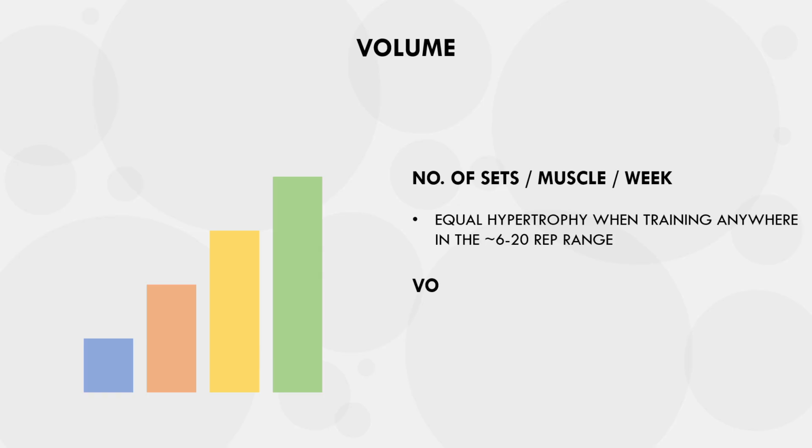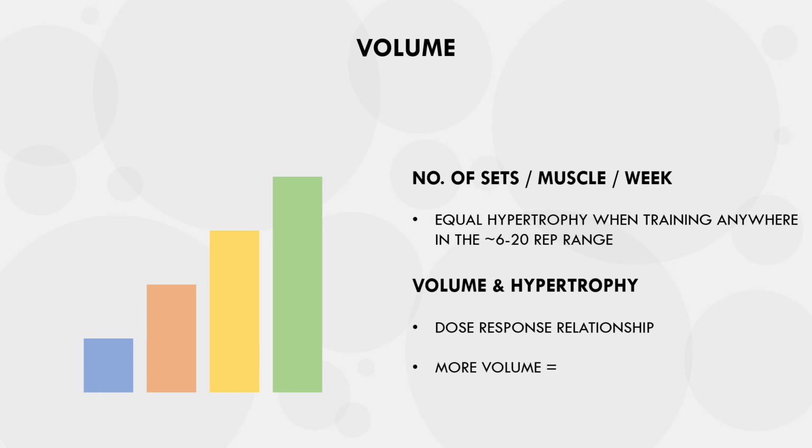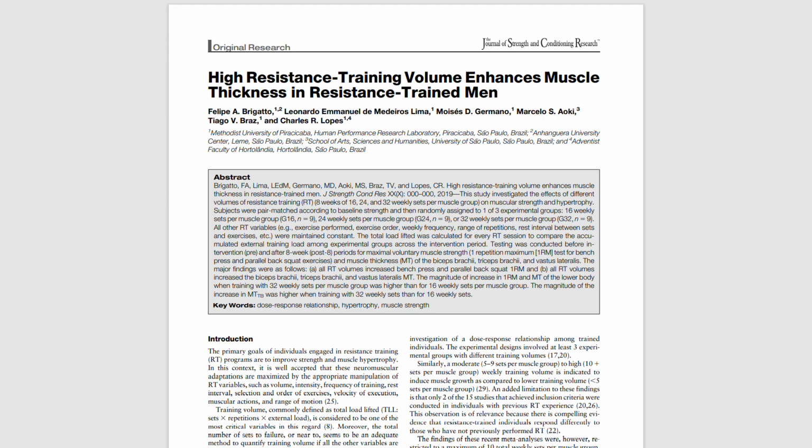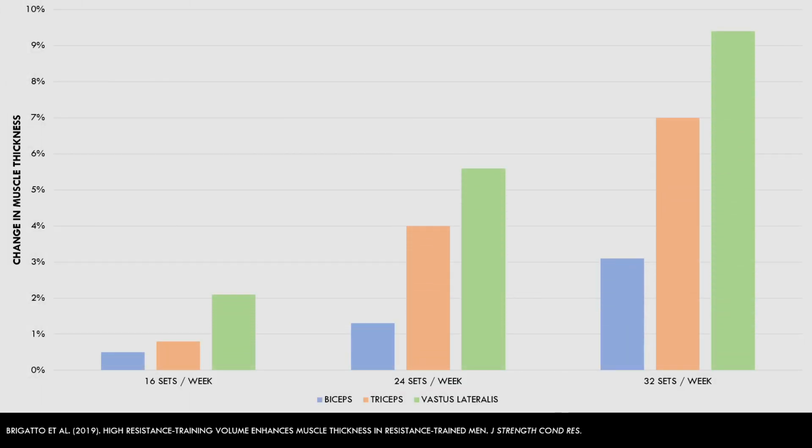So what influence does volume have on muscle growth? Well, from what we currently understand, volume appears to have a dose-response relationship with muscle growth when all other factors are equated. So performing more volume tends to result in greater muscle growth. For example, this study explored the effects of training each muscle with 16 versus 24 versus 32 sets per week. It was found that more volume resulted in greater muscle growth for all muscles measured.